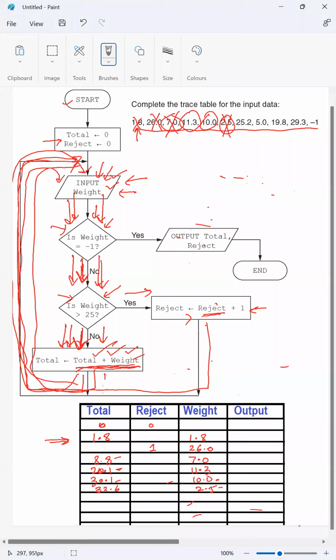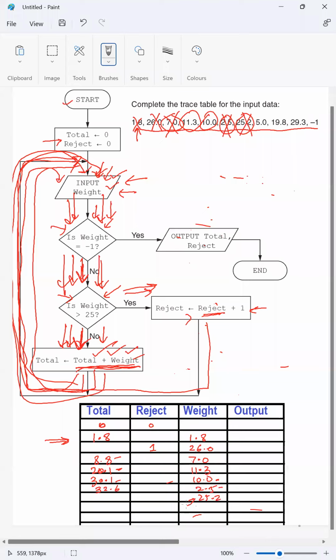And from here, we go back up and take the next input, right? And what is the next value? 25.2. So we're going to input 25.2 here. And from here we go, is weight equals to -1? The answer is no. Is weight greater than 25? The answer is yes, because the most recent value of weight is 25.2, right? So that is greater than 25.